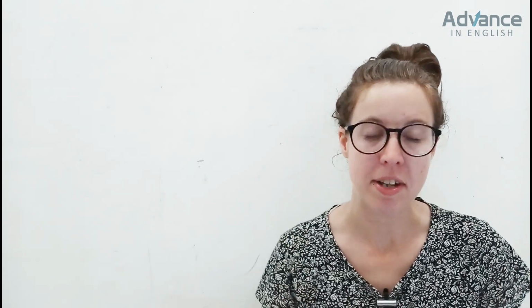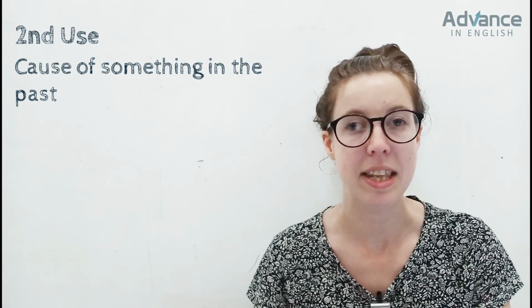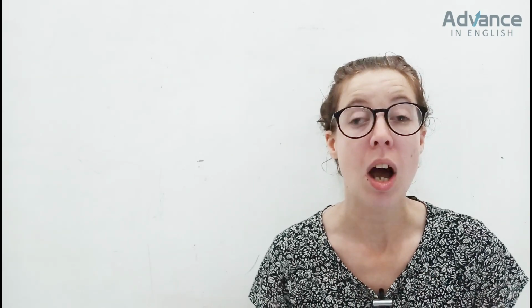The second use of the past perfect continuous is to talk about the cause of something in the past. For example, I was really tired yesterday because I had been teaching all day. So the reason that I was tired yesterday was because of my long day at school.